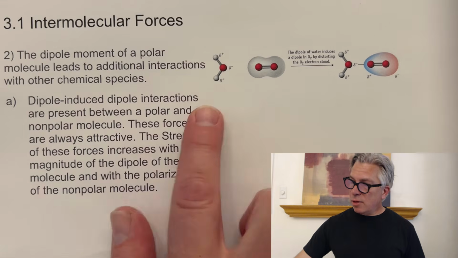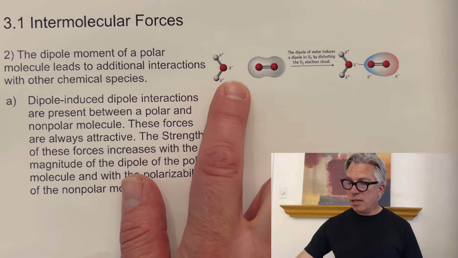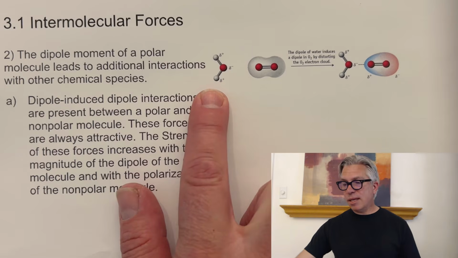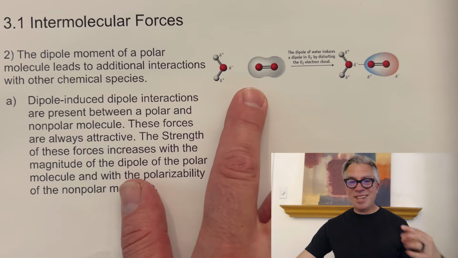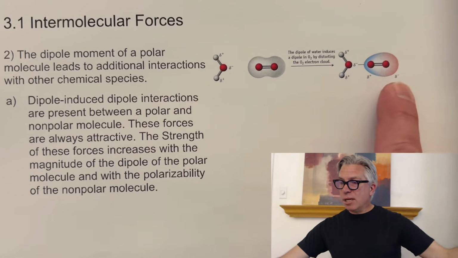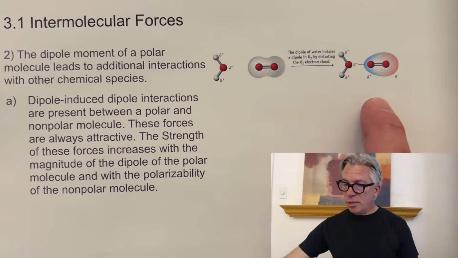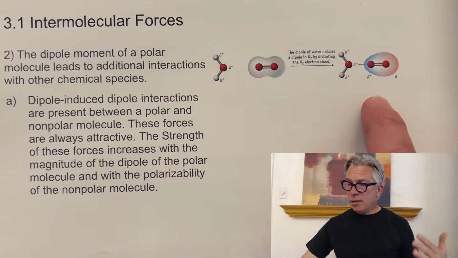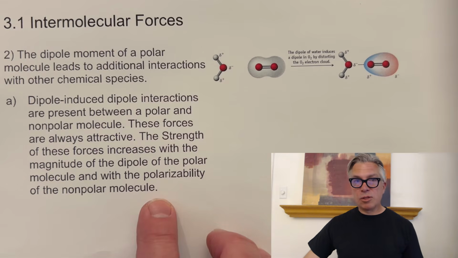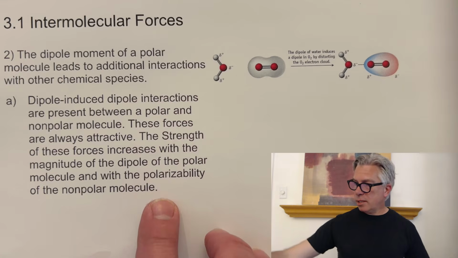So let's imagine if you have a little dipole, a little water molecule there, and it's polar and it has a negative end and a positive end. If that gets next to a nonpolar molecule, it can actually throw that other molecule out of balance, repelling its electrons and causing a temporary dipole to occur. And that's called a dipole-induced dipole interaction. These are always attractive, and they're typically a little bit stronger than London dispersion forces, although still on the weaker end of the molecular interactions. So take a look at that.